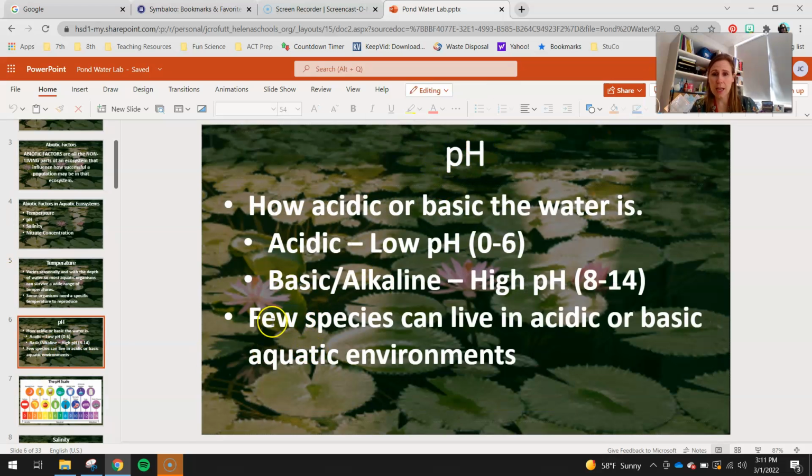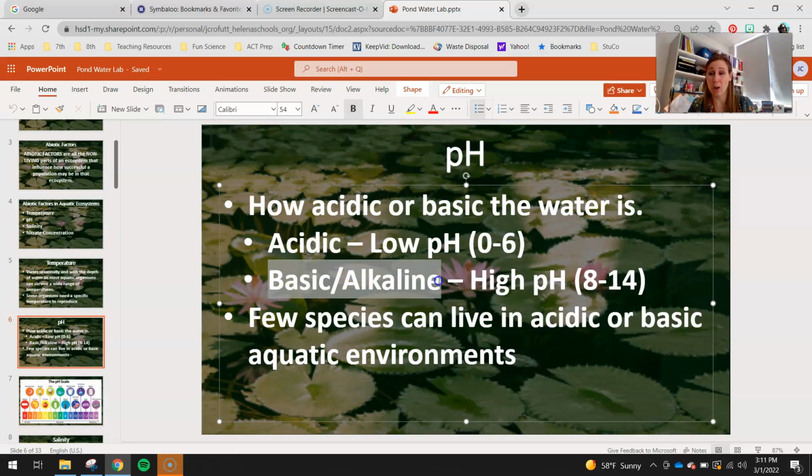pH tells us how acidic or basic water is. If we're looking at our scale, it goes from 0 being the lowest to 14 being the highest. From 0 to 6, that's what we call a low pH, and we consider those acids or an acidic environment. 7 is neutral, so water should be neutral, right at 7. And above that, in our 8 to 14 range, that's going to be basic or alkaline. You might hear both of those used, and that indicates a high pH.